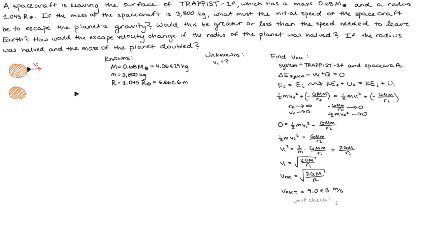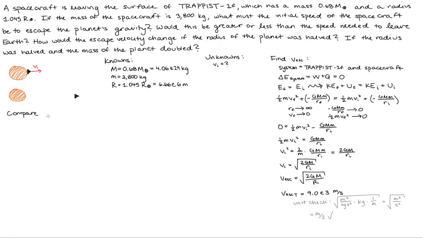Inside the square root, G has units of meters cubed over kilograms second squared, M has units of kilograms, and r has units of meters. The kilograms cancel and one of the meters cancels, leaving us with meters squared per second squared inside the square root, which gives us meters per second, as we desire for a velocity.